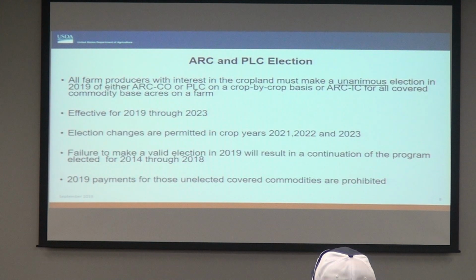And when the election is made on the farm of where to enroll the base acres, or when it's time to make the election, then all producers on that farm that have an interest in the base acres have to make a unanimous decision on how to enroll the farm. And this will be effective until 2023, the end of the Farm Bill.